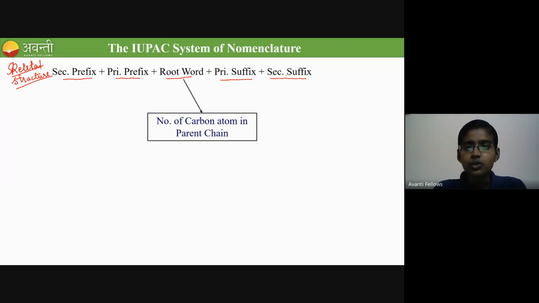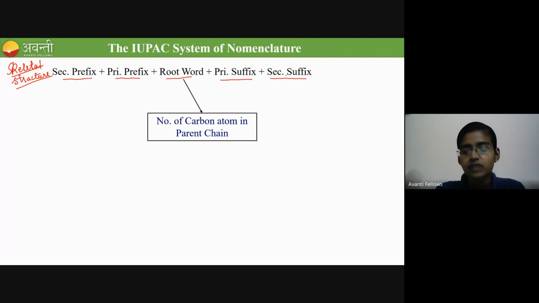Okay. So what is the root word? The number of carbon atoms in the parent chain is called the root word. Like in the last example we have seen, there were 6 carbon atoms in the parent chain. So it is called hexane.